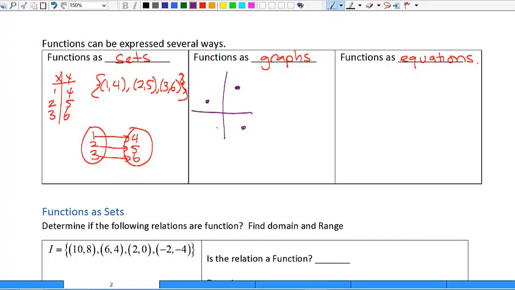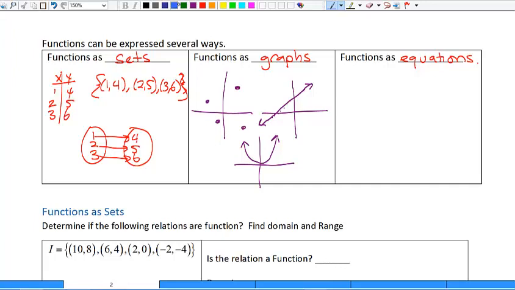Now, functions as graphs could look like just some discrete points. If you took your function and there's an infinite amount of points, they may look like a line. All these points along here are so dense that they might look like a line, or they might look like a quadratic parabola. There's a lot of different ways these graphs could look.